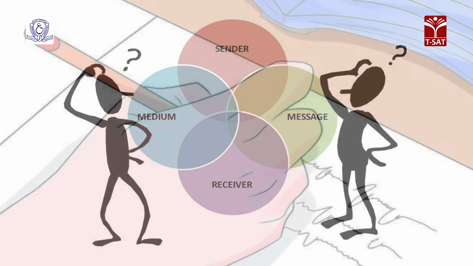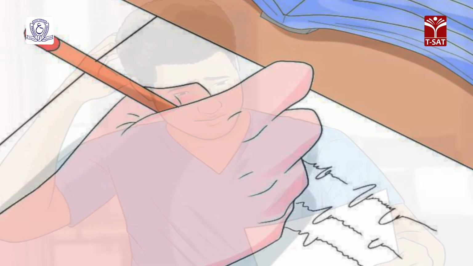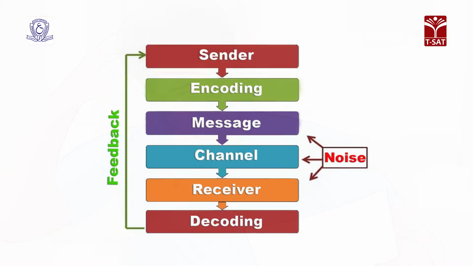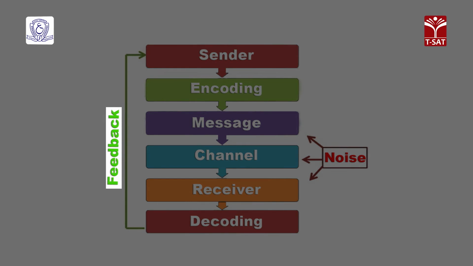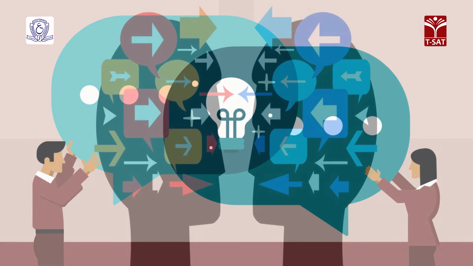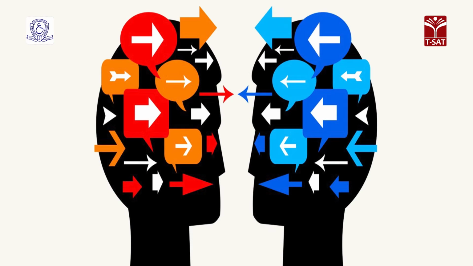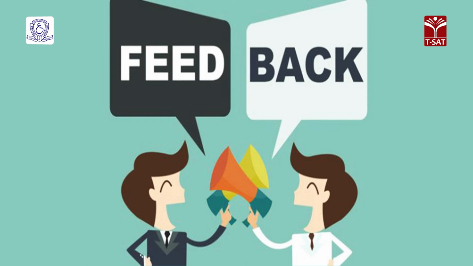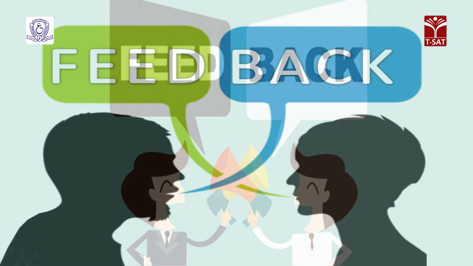For example, sending the message in a foreign language that is not understood by the receiver may result in decode failure. Then the next one is feedback. Once the receiver confirms to the sender that he or she has received the message and understood it, the process of communication is complete. The feedback can also be in the form of questions or non-verbal communication such as nodding the head.